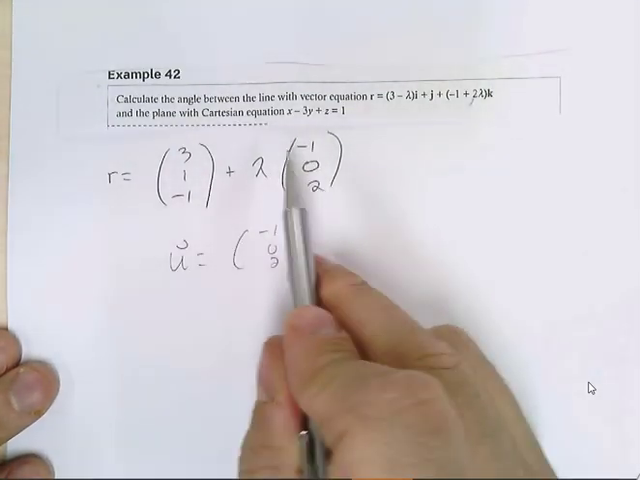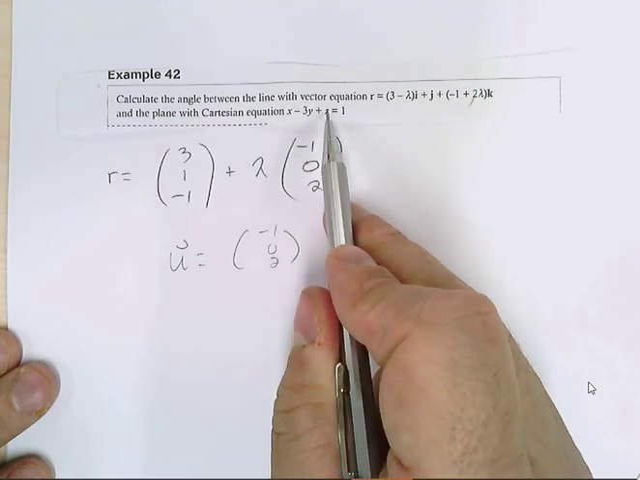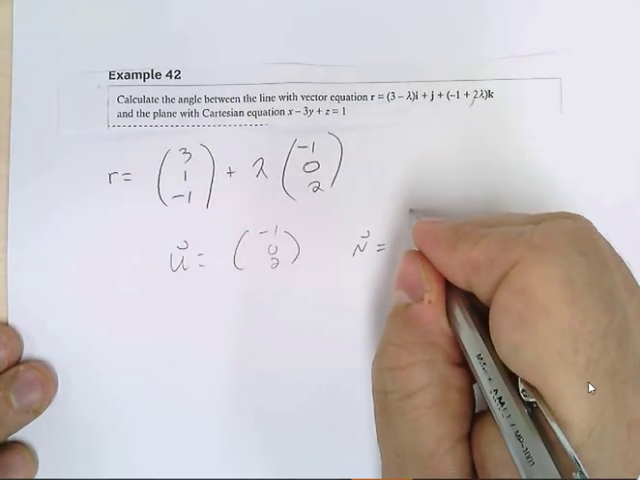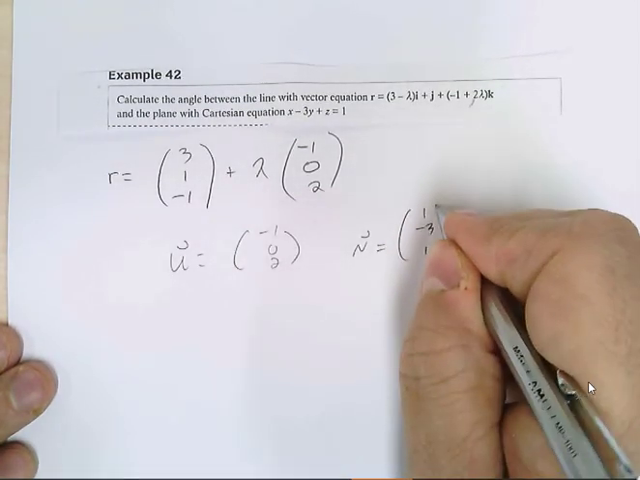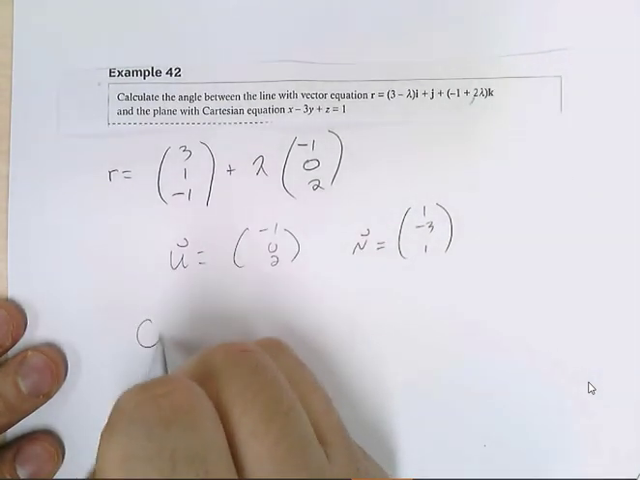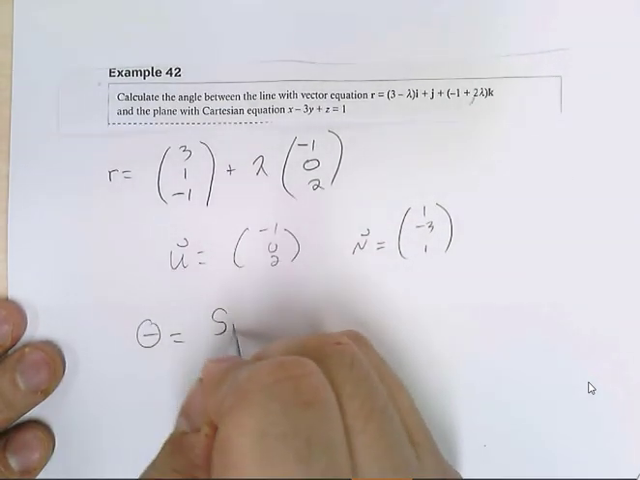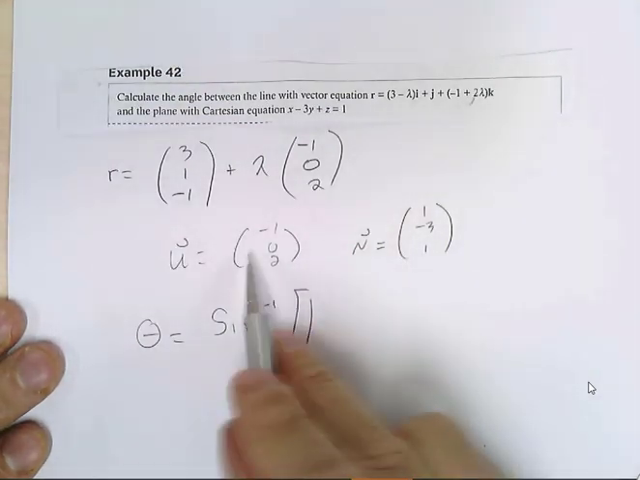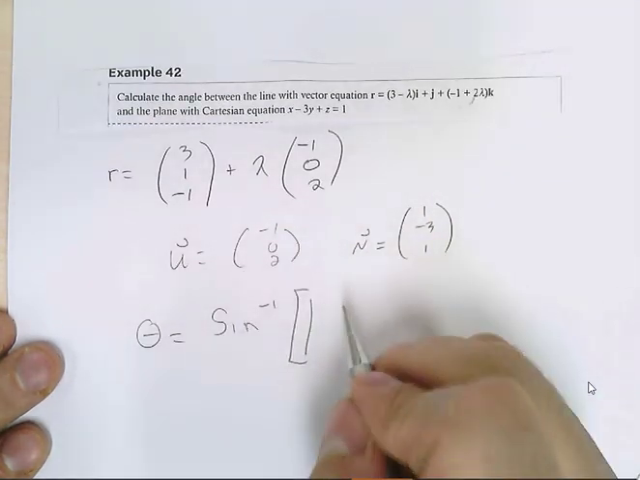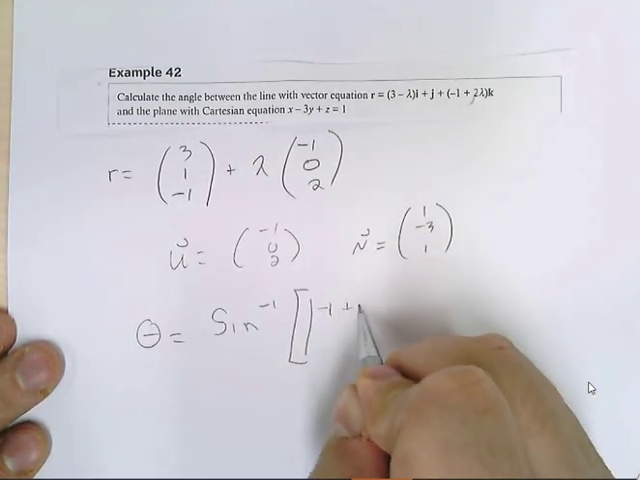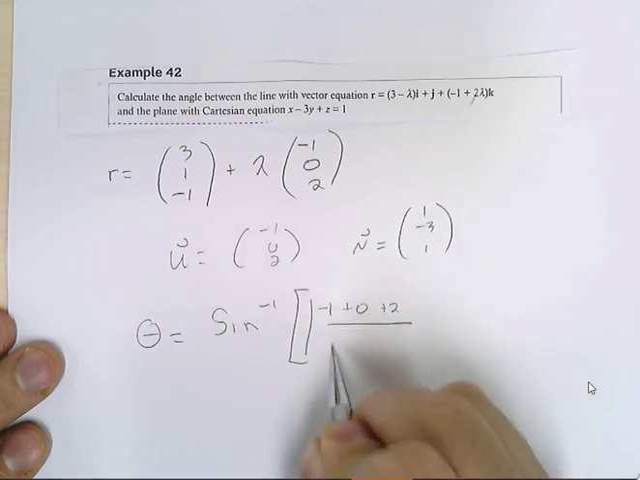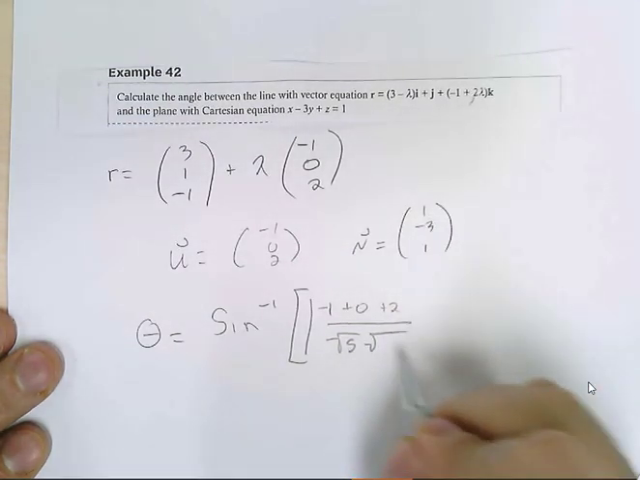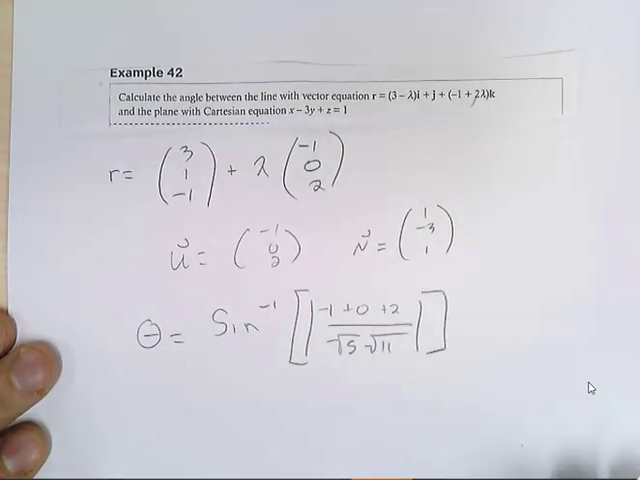From the Cartesian equation, the normal vector is given by the coefficients of the equation. So the normal vector is (1, -3, 1). Then I can find the angle by taking theta equal to the sine inverse of the absolute value of the dot product of the normal and this vector, which is -1 plus 0 plus 2, all over the magnitude of this, which is root 5, times the magnitude of the normal, root 11.